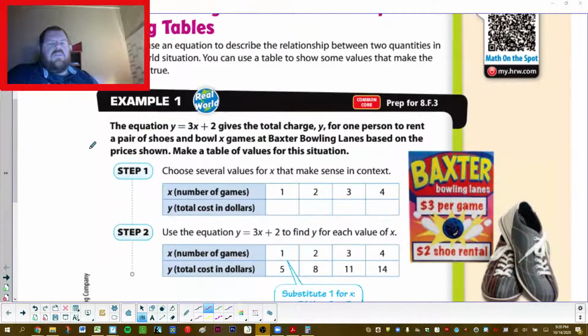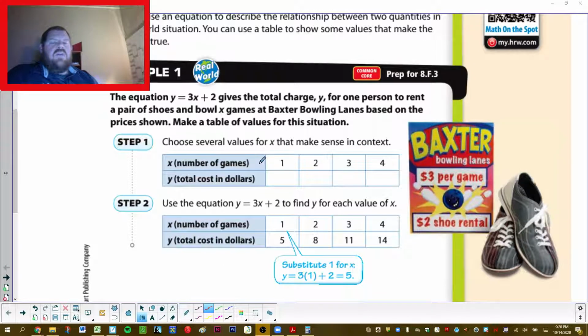Okay, in this example, it says that the equation y equals 3x plus 2 gives the total charge y for one person to rent a pair of shoes and bowl x games at the Baxter bowling lanes, based on the prices shown. Choose several values that make sense in the context. So number of games. We probably don't want to consider a negative number of games. And really even 0 games, you're not going to go there and get shoes if you're going to bowl 0 games. You're just not going to.